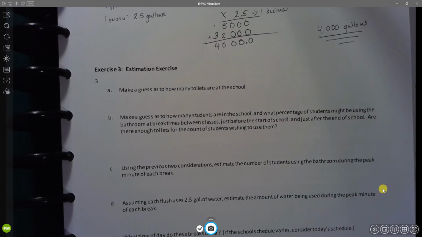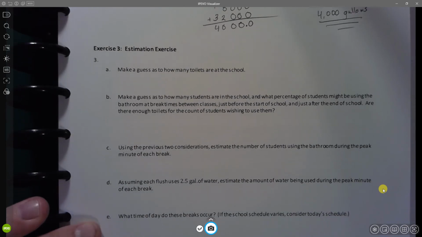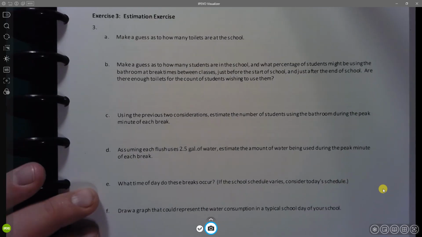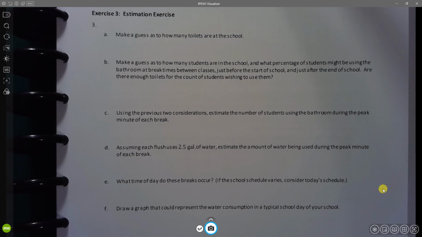Make a guess as to how many toilets are at the school. All right. Let's run with our school. Since it's not specifying their school, it's just saying make a guess at how many toilets are at the school. So I know that there is a boys and girls bathroom near my room. There's a boys and girls bathroom near Miss McGar's room. I know there's a boys and girls bathroom down the hallway near the sped teachers. So that's 3 boys and girls bathrooms.